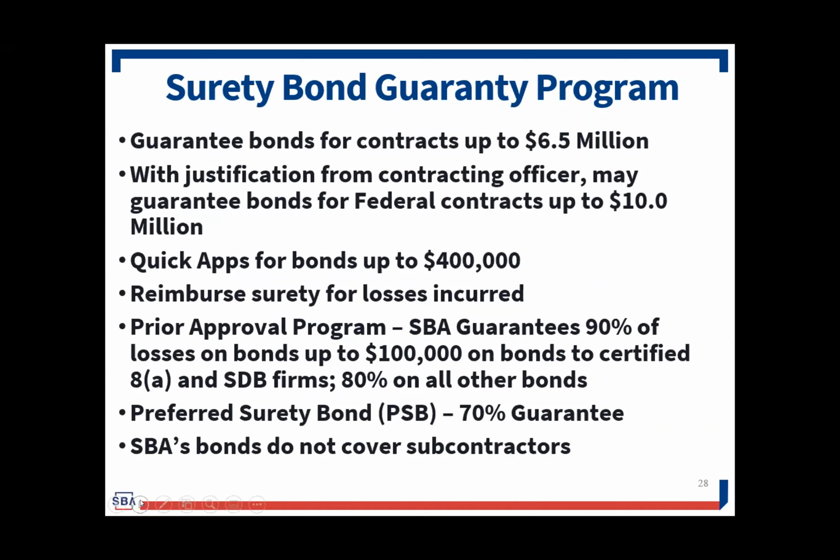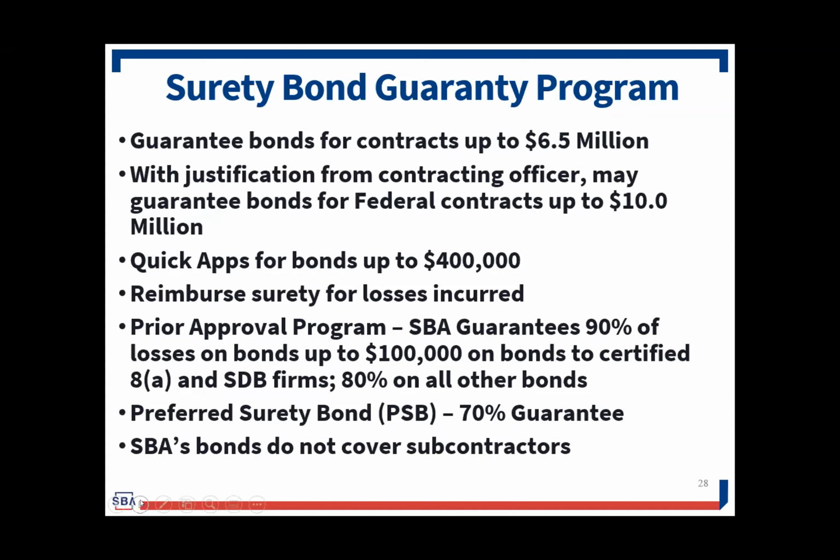That loss. We can guarantee bonds on contracts up to 6.5 million. If it's a federal contract, up to 10 million. We have a quick application, which reduces the amount of paperwork that you have to submit, for bonds up to 400,000. We have a prior approval program where we can guarantee 90% on bonds up to 100,000 and on bonds to our certified 8A firms and SDBs. And on all other bonds, 80%.